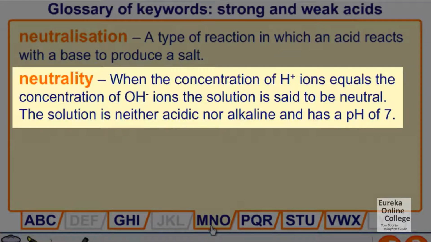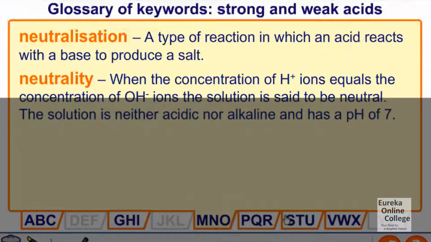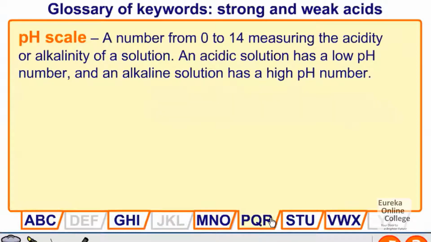Neutrality. So when the concentration of H+ equals the concentration of OH-, the solution is said to be neutral. It is neither acidic nor alkaline and will have a pH of 7. A pH scale is a number from 0 to 14 measuring the acidity or alkalinity of a solution. Acidic solutions have low pHs while alkaline solutions have higher pHs.